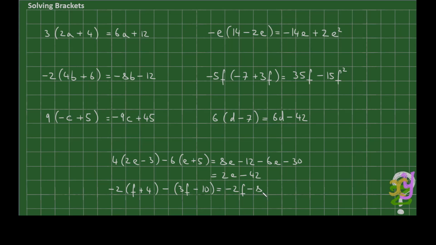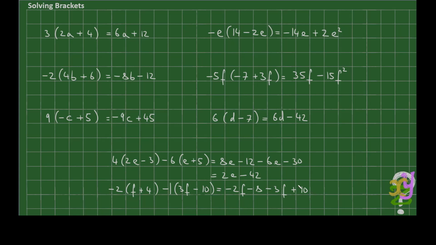What about the second bracket? I only have this minus. So what am I multiplying all these terms inside the bracket with? Well, there is an invisible 1 between this minus and this bracket. So let me write it in. And then I take that negative 1 and multiply it by 3f. That will give me negative 3f. Then I have negative 1 multiplied by negative 10. That will give me positive 10.